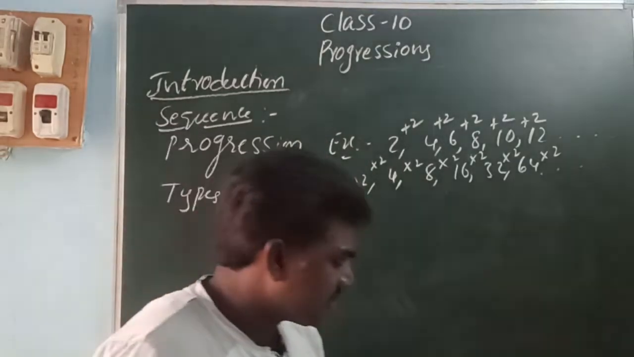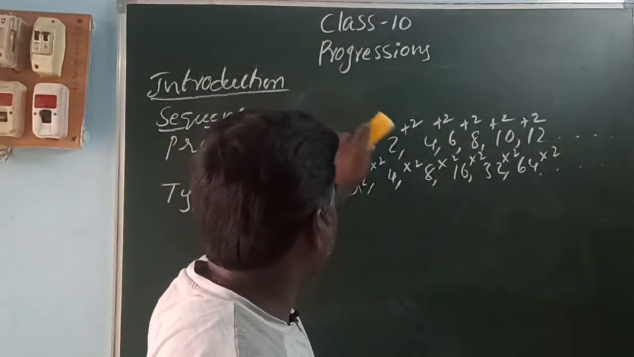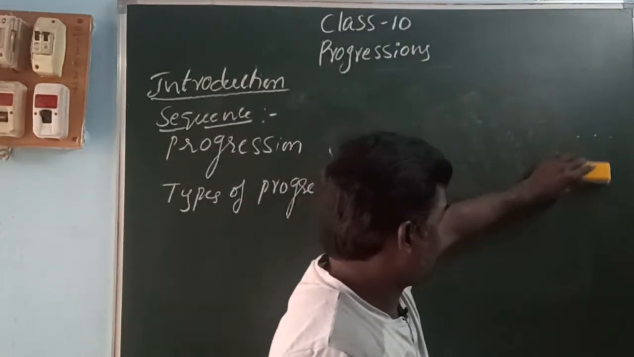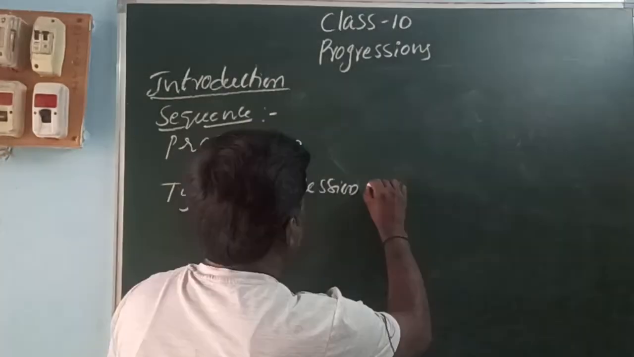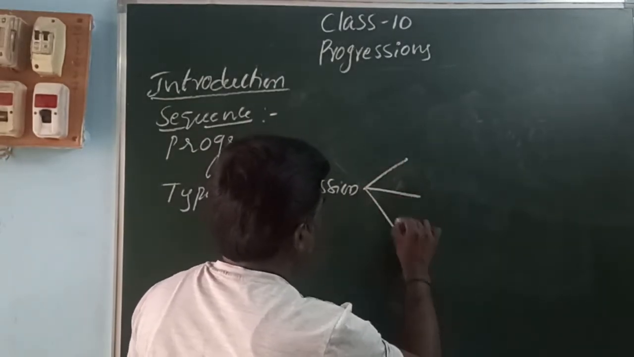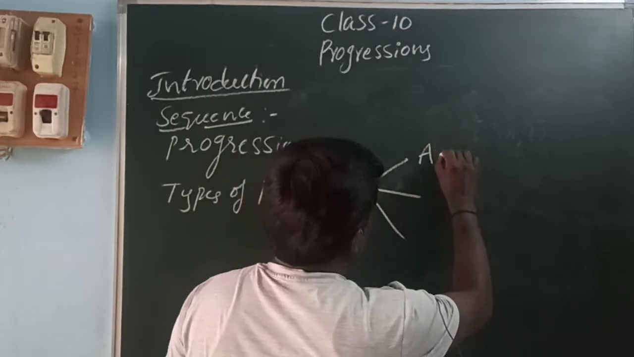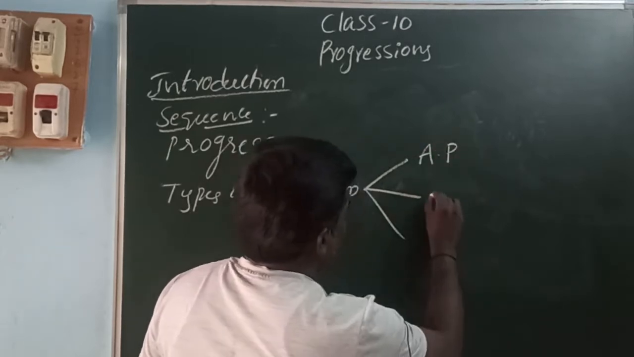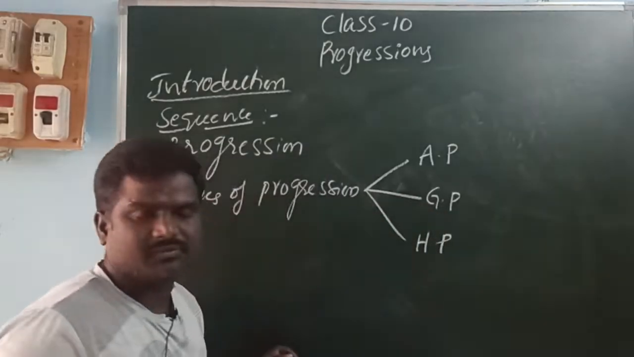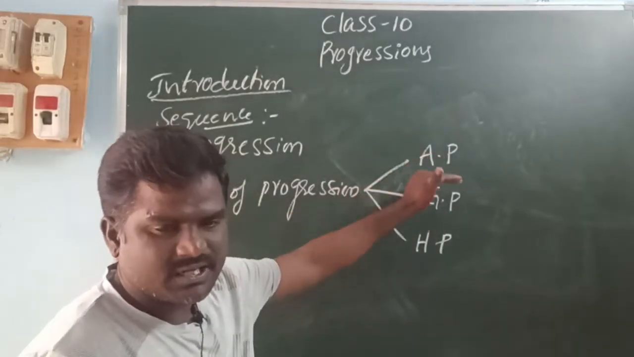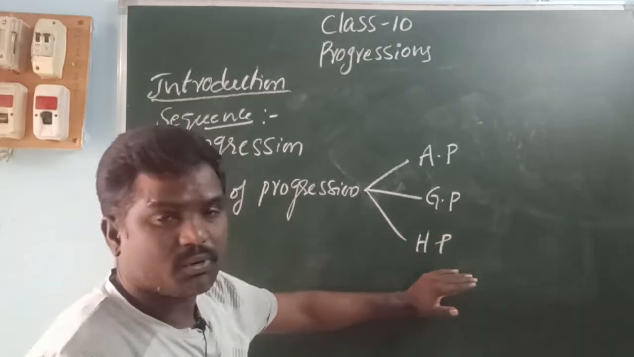Next, progressions are divided into three types. There are arithmetic progression, next geometric progression, next harmonic progression. Arithmetic progression, geometric progression, harmonic progression.